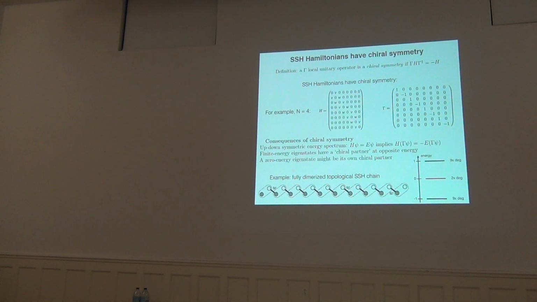And now if you have a chiral symmetry, then it has a few interesting consequences. The one consequence, which probably most of you are familiar with from superconductivity, is the up-down symmetric energy spectrum. So if I have an eigenstate at energy E, and I have chiral symmetry, then these two things imply that my chiral partner, gamma times my original state, is also an energy eigenstate, and it has energy minus E. So it's an up-down symmetry of the spectrum.